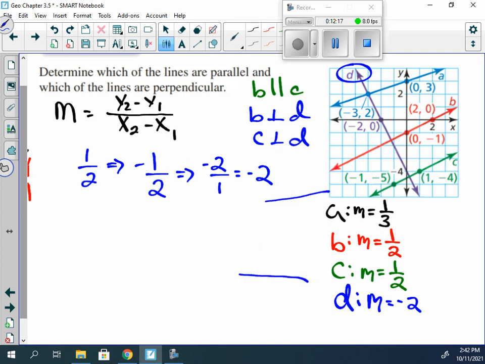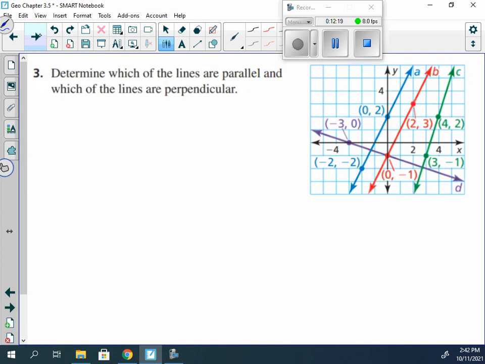All right. Let's look at the next one. So we have one more of these we'll look at, and then we'll move on, because I know there's two more, but we'll look at just one more. Again, to determine which lines are parallel and perpendicular, we need to find the slope. If we have the slope of all four lines, we'll be able to tell which ones are parallel and which ones are perpendicular. And again, our formula for slope is y2 minus y1 over x2 minus x1.